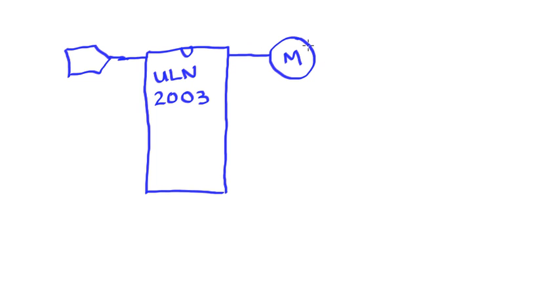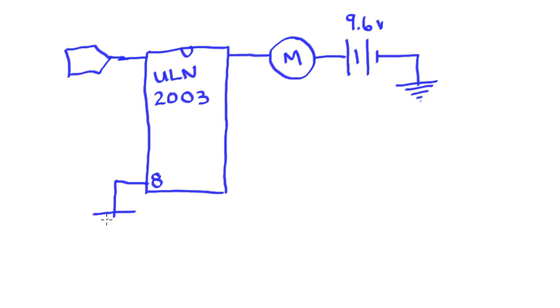All right, so we have our motor, and let's say this motor needs 9.6 volts. So let's connect this up. The motor would get connected to the positive end of our power source. So this is our 9.6 volt battery. Here's our negative end, so it's going to get connected to ground. This pin number 8, remember 16-pin chip, is also a ground.